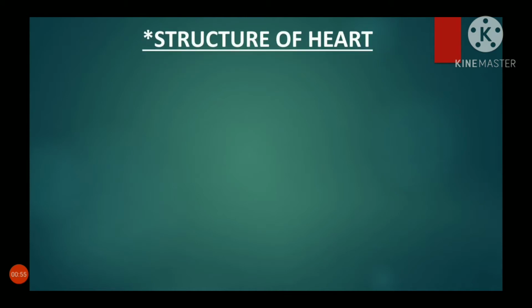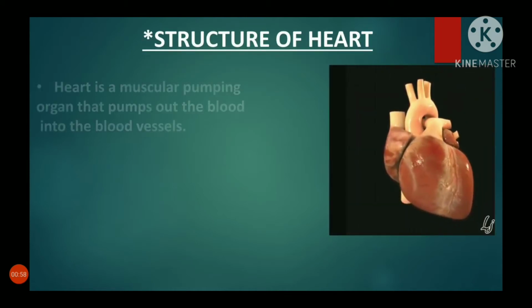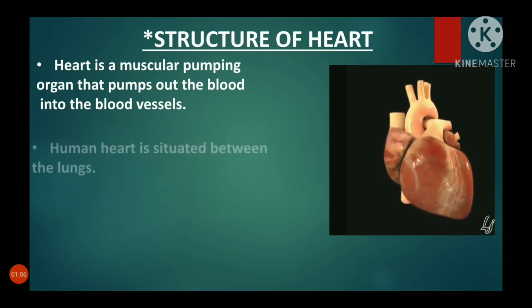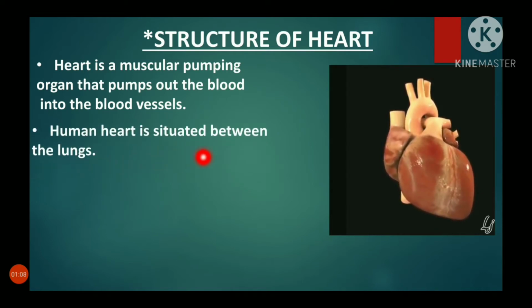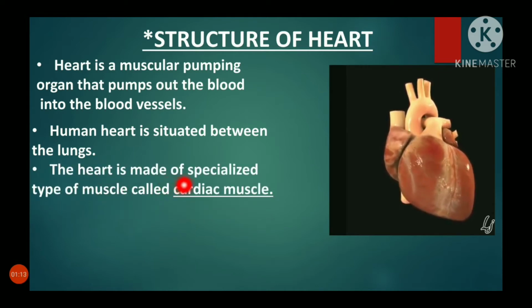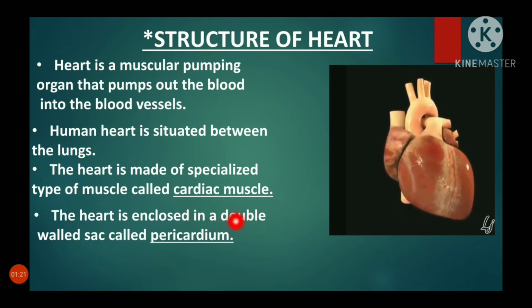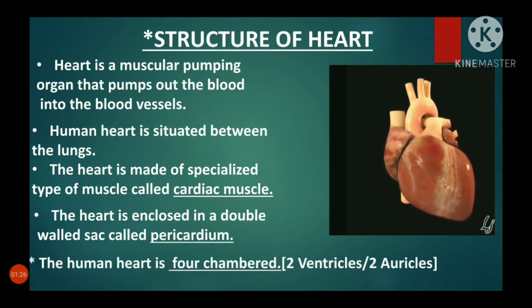First one is structure of heart. Heart is a muscular pumping organ that pumps blood into the blood vessels. Human heart is situated between the lungs. The heart is made up of a specialized type of muscle called cardiac muscle. The heart is enclosed in a double-walled sac called pericardium. The human heart is four-chambered, that is, two ventricles and two auricles are present.